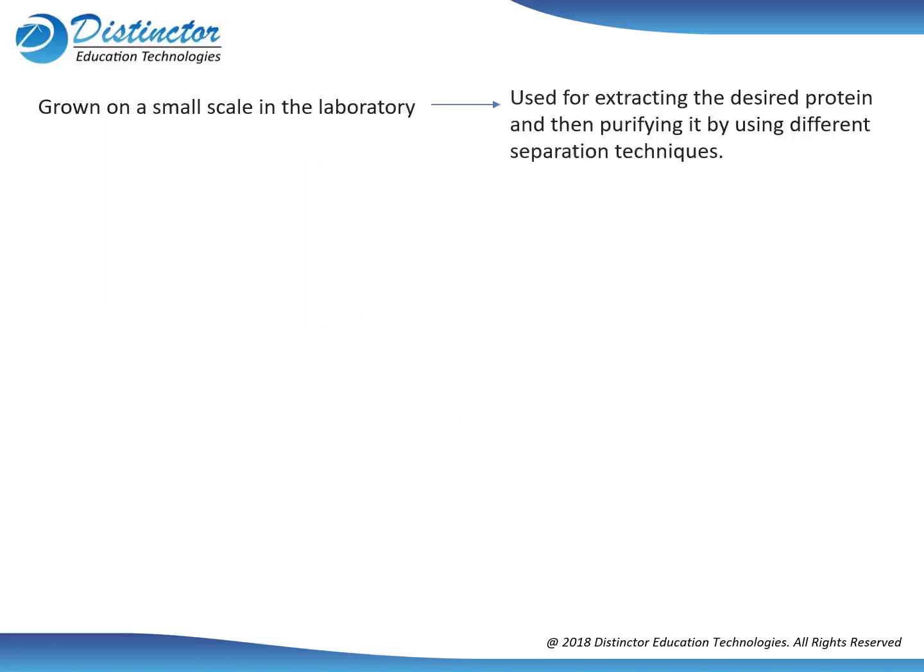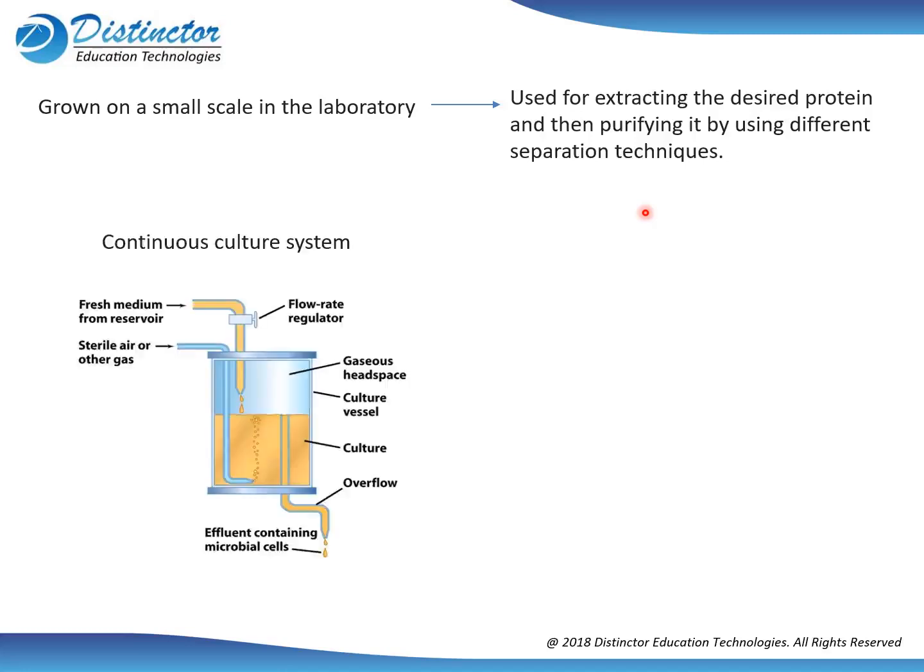The cells are grown on a small scale in the laboratory. In a laboratory we can grow only on a small scale. This is used to extract the desired protein and then purify it by different separation techniques. By different separation techniques we can purify the proteins, enzymes, antibiotics or vaccines, whatever the product will be.